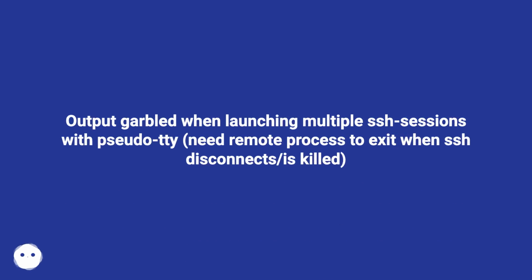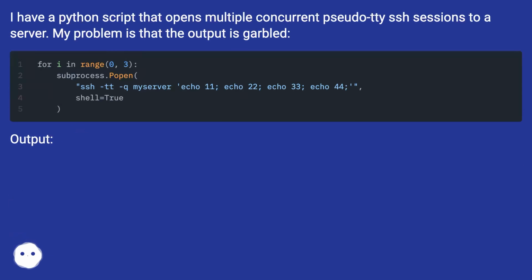Output garbled when launching multiple SSH sessions with Pseudo-Tty. Need remote process to exit when SSH disconnects is killed. I have a Python script that opens multiple concurrent Pseudo-Tty SSH sessions to a server. My problem is that the output is garbled.